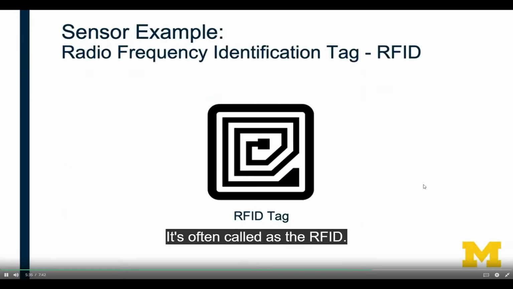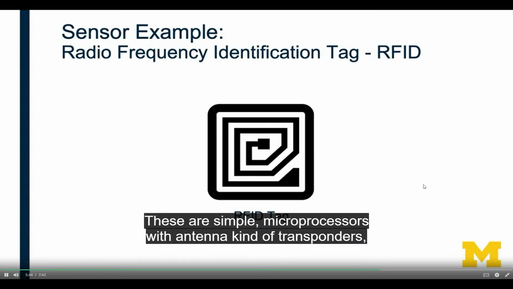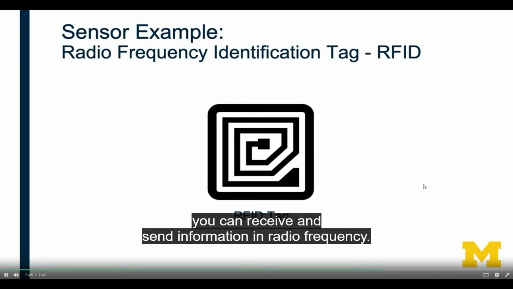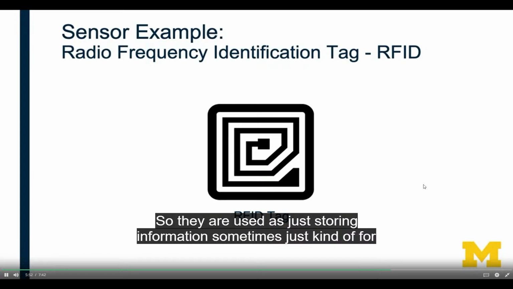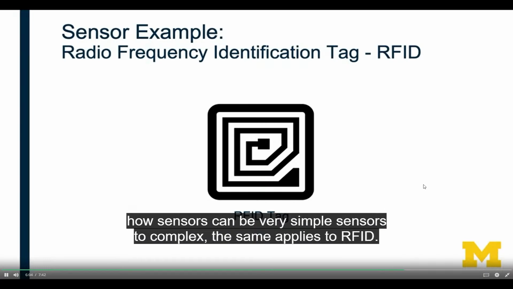It's often called the RFID. You might have heard this term RFID. The full form is the radio frequency identification tag. These are simple microprocessors with an antenna, kind of transponders that can receive and send information in radio frequency. They are used for storing information, sometimes just for identification purposes. There are simple RFIDs, and just like I talked about how sensors can range from very simple to complex, the same applies to RFID.